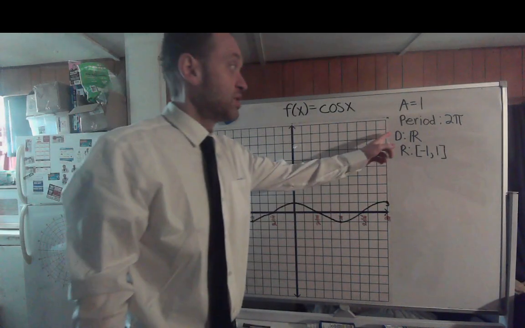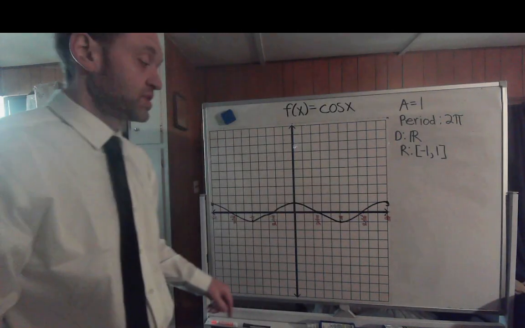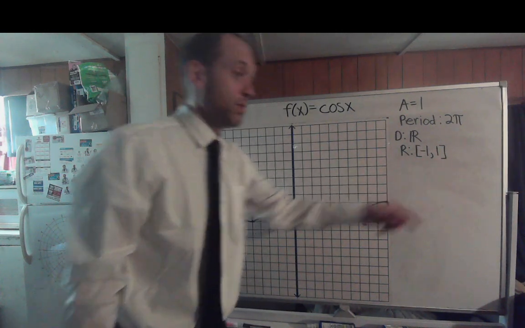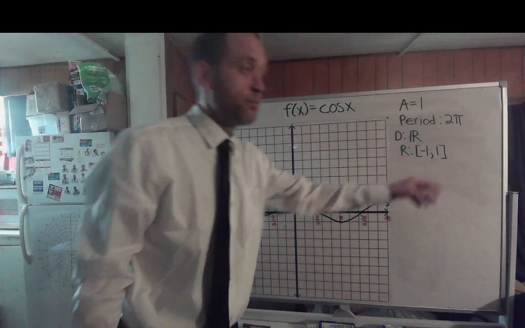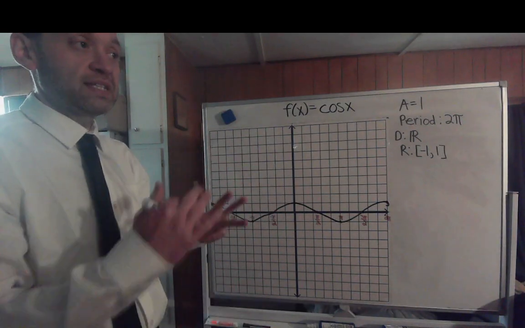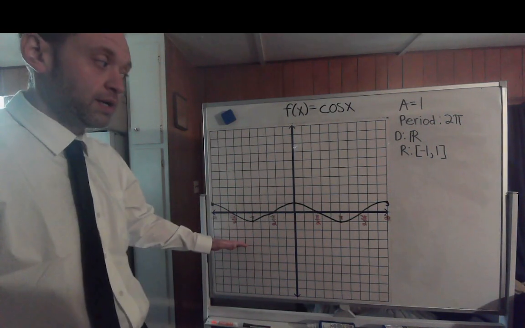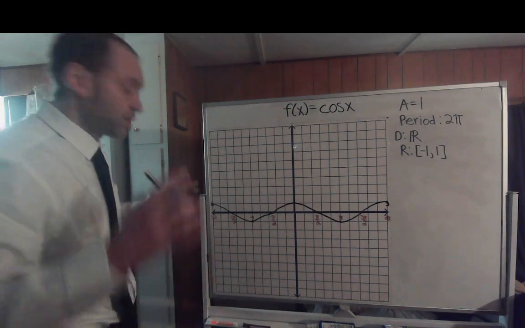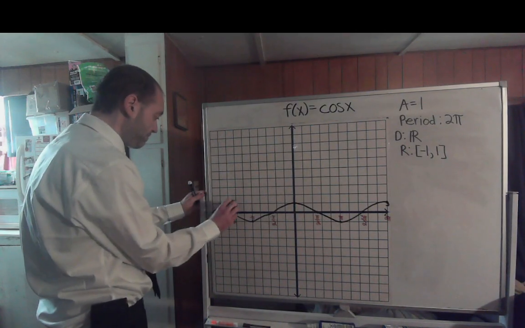Your domain is also the set of all real numbers. Your range also is from negative 1 inclusive to positive 1 inclusive, and of course every value in between, but it'll never be less than negative 1 or greater than 1. So there's the standard graph of the cosine of x.